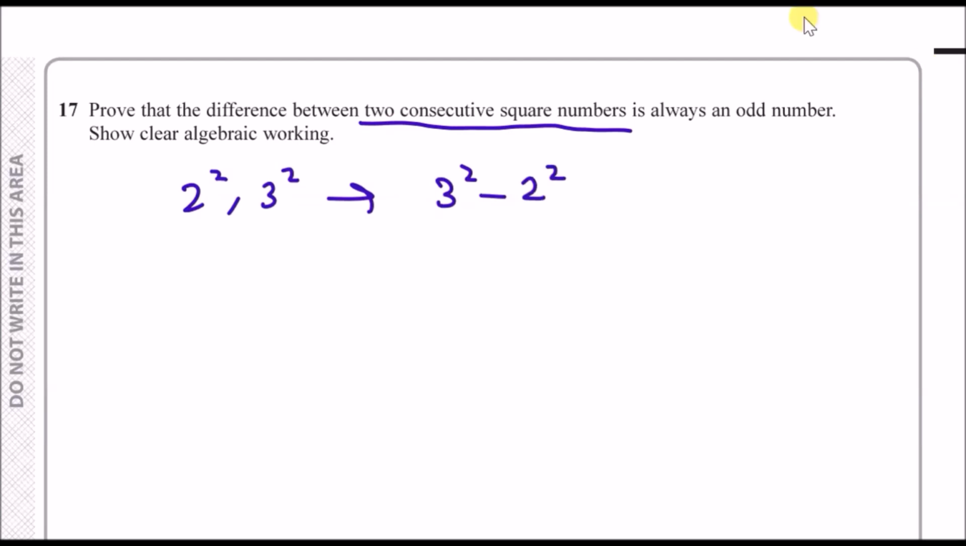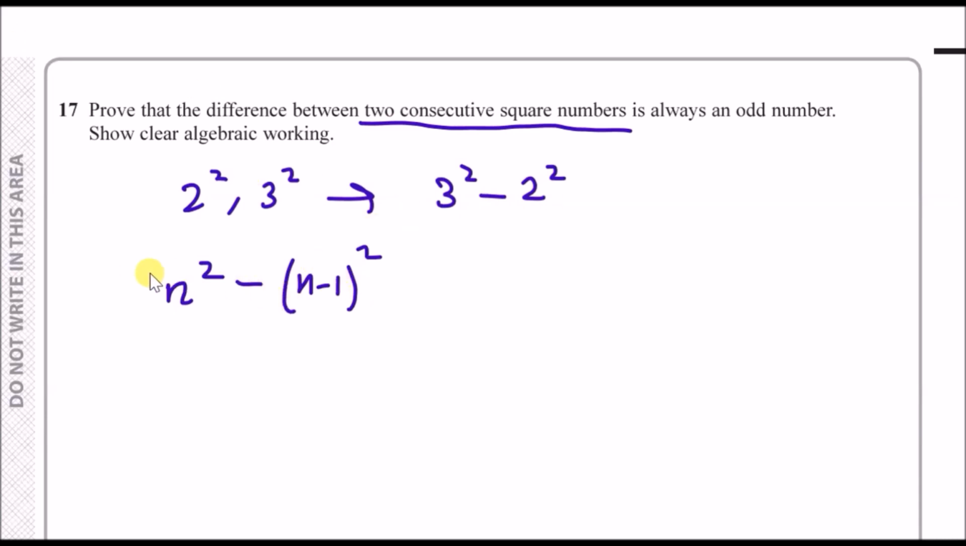Now, because you want to do it in algebraic terms, you just write this in terms of n or x or something. So let's say, okay, let's treat 3 as n, yeah? So we can say we have n squared, because that's your common square number, and you want to minus it by a term before it. So before n squared, we're going to have n minus 1, yeah? So it's always going down in ones, because the difference between 3 and 2 is 1.